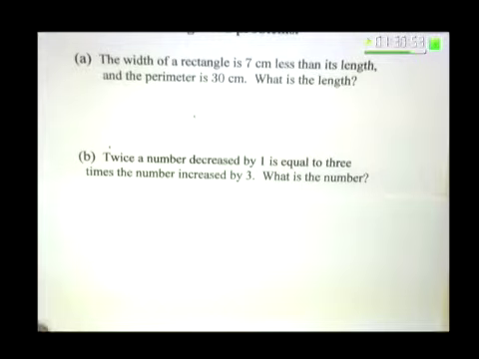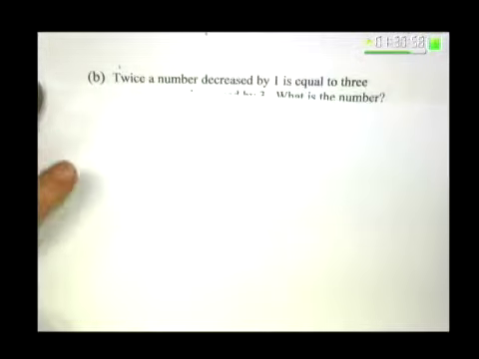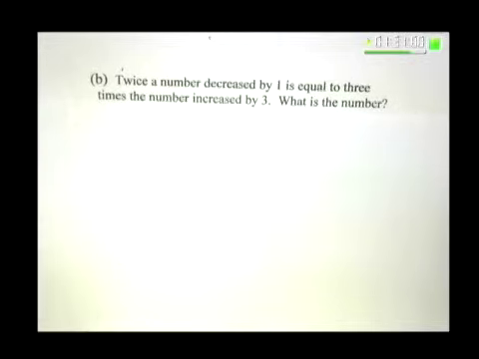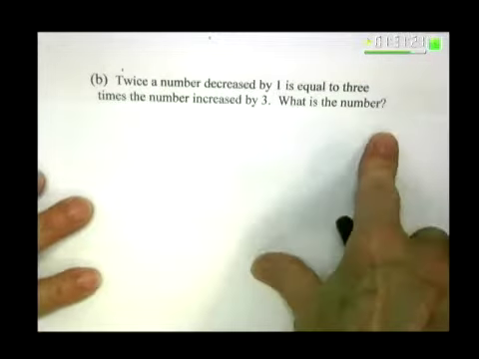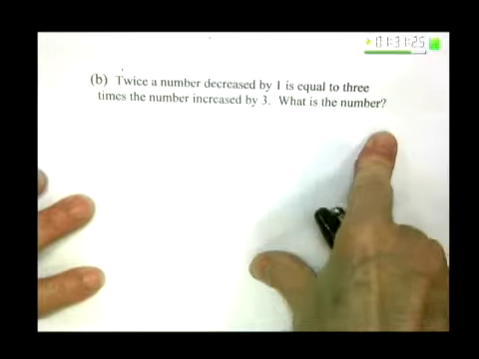The next word problem says, twice a number decreased by 1 is equal to 3 times the number increased by 3. What is the number? This is 12b. I've read through that, and all I can see is a whole bunch of words. That's your first read. So all I'm getting out of that first read is the last part. What is the number? I know I'm looking for a number.